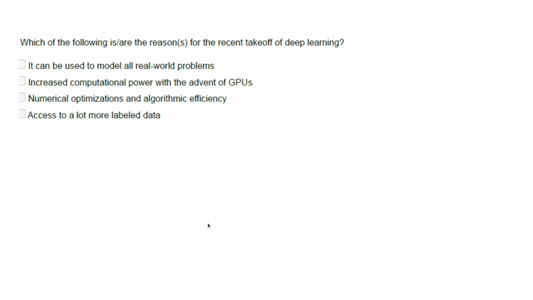Now coming to the next question: which of the following is or are reasons for the recent takeoff of deep learning? Although it was proposed very early, why has it become so popular in the last 5 years? The options are: it can be used to model real world problems, increased computation power with the advent of GPUs, numerical optimization and algorithm efficiency, and access to a lot more labeled data.